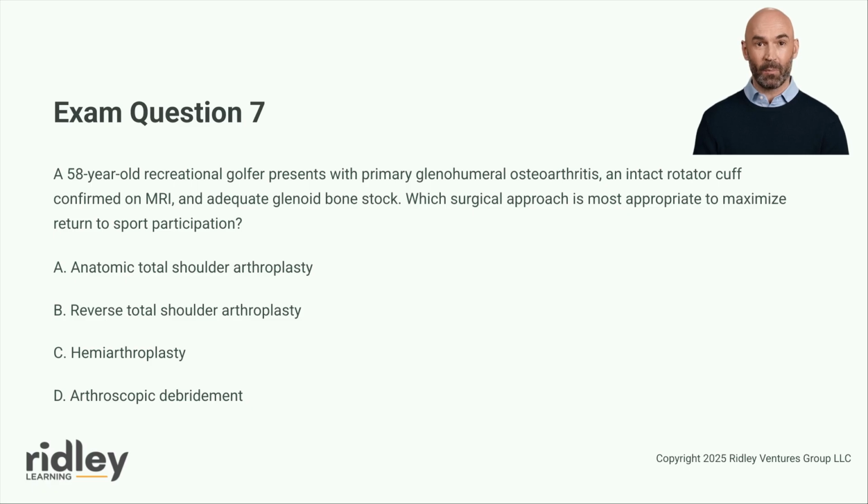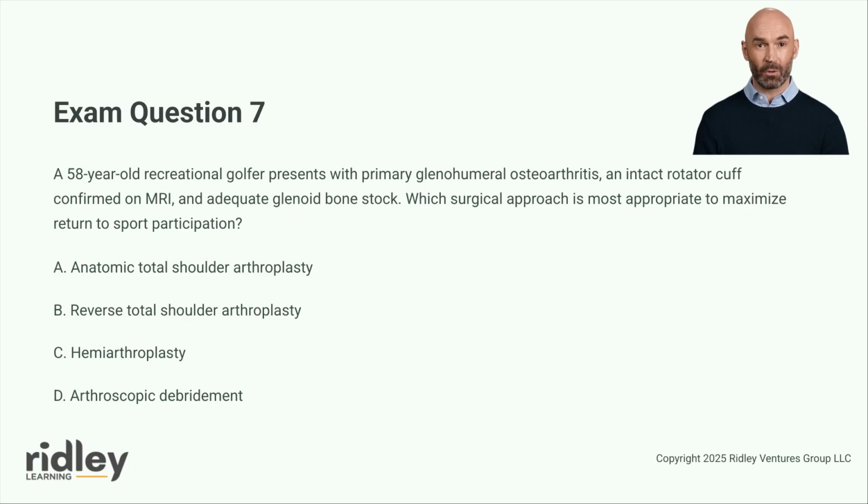This clinical scenario presents an ideal candidate for anatomic total shoulder arthroplasty. The patient has the three key prerequisites: primary glenohumeral osteoarthritis as the underlying diagnosis, a confirmed intact rotator cuff, and sufficient glenoid bone stock to support component fixation.